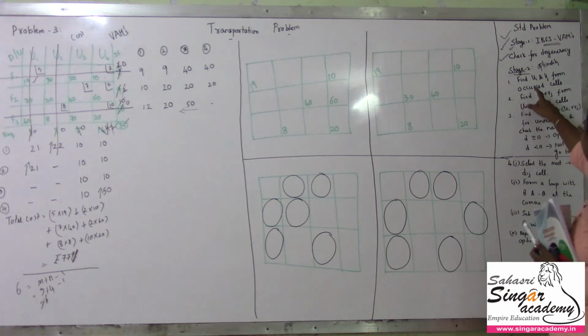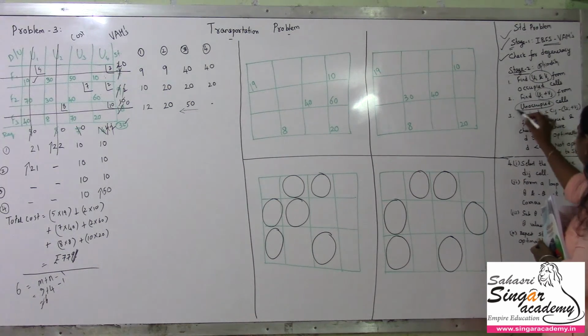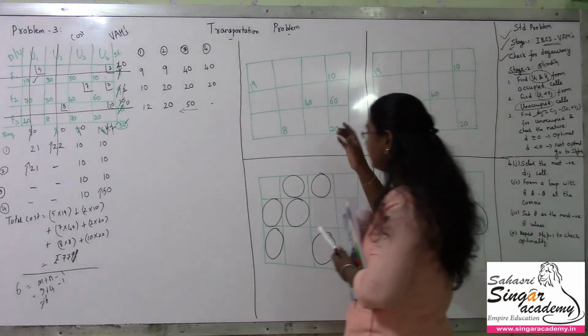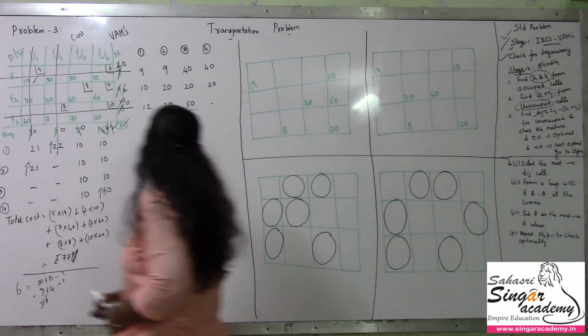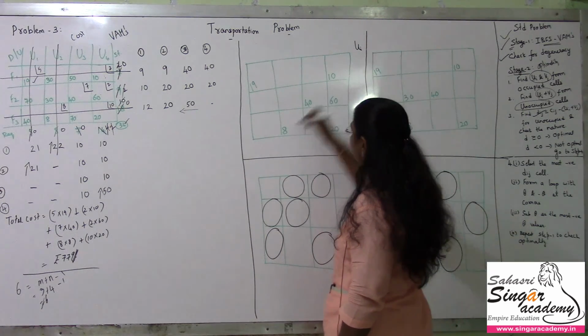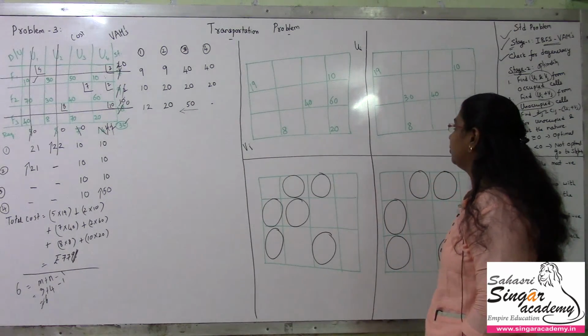Using this table I am going to find Ui and Vj, then Ui plus Vj for unoccupied cells, right? And I am going to find the nature of dij. So with the help of these tables, what I have done here will follow. So let me go for finding the Ui's and Vj's. Again, assume anything to be 0.